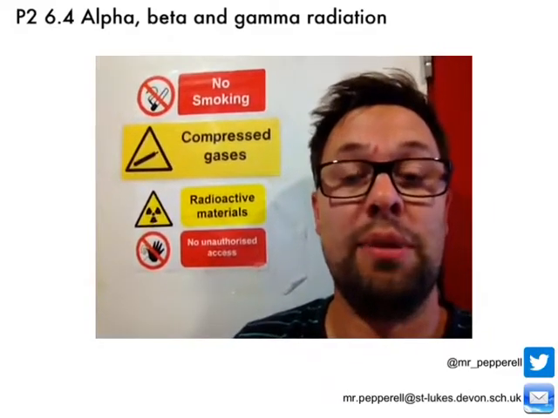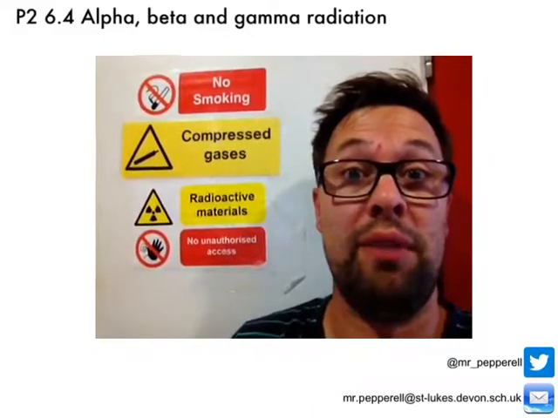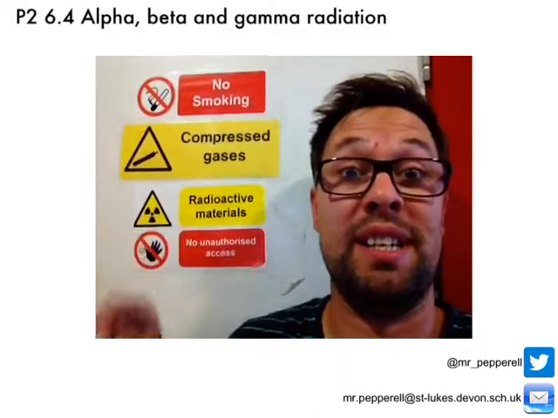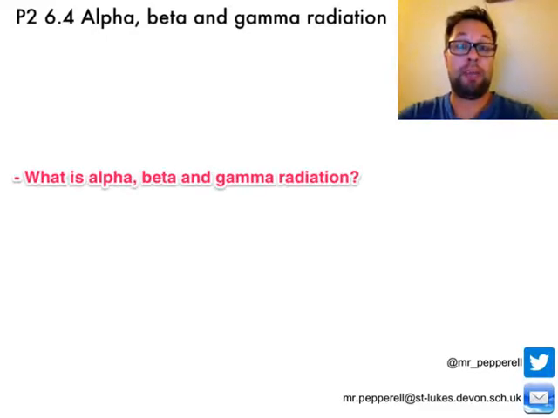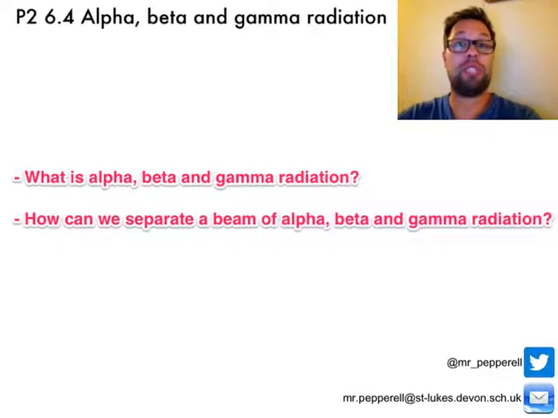In this episode we're going to find out a little bit more about the radiation emitted by these things. By the end of this video you should be able to tell me a bit more about what alpha, beta and gamma radiation actually are, and you should be able to describe to me how you can separate a beam of alpha, beta and gamma radiation.